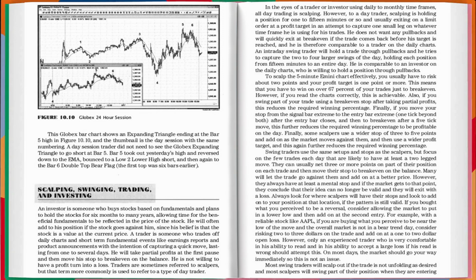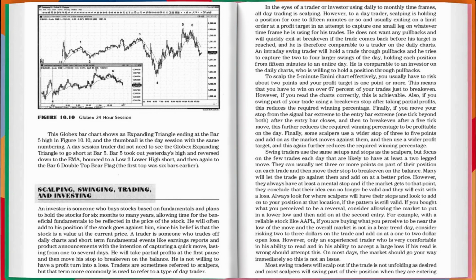An investor is someone who buys stocks based on fundamentals and plans to hold the stocks for 6 months to many years, allowing time for the beneficial fundamentals to be reflected in the price of the stock. He will often add to his position if the stock goes against him, since his belief is that the stock is a value at the current price.